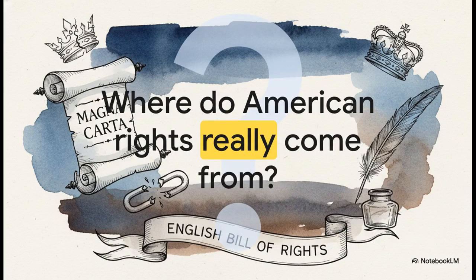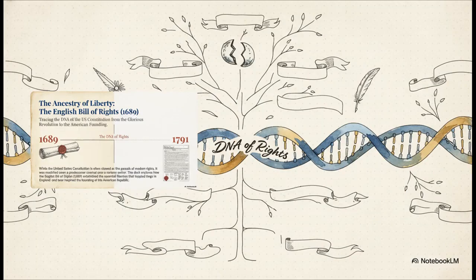So, if the American founders didn't just invent these rights out of thin air, where on earth did they come from? Well, the answer lies in this incredibly dramatic power struggle that completely reshaped the English monarchy forever. And check this out. This really shows what I'm talking about. I love this concept of the DNA of rights. You can literally trace a direct genetic line from that old English scroll in 1689 all the way to We the People in 1791. These weren't just kind of similar ideas. No, these were the actual building blocks, passed down, adapted, and then supercharged for a brand new world.